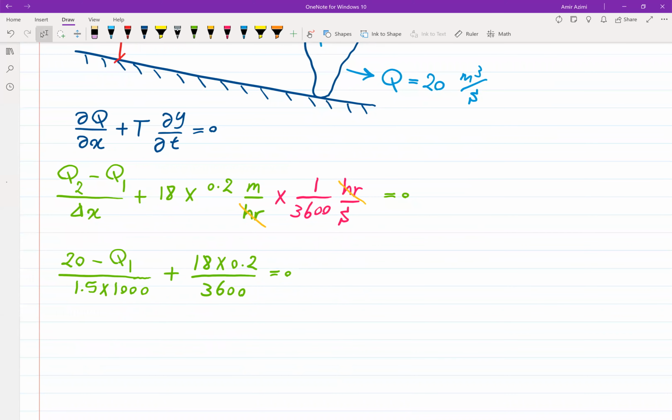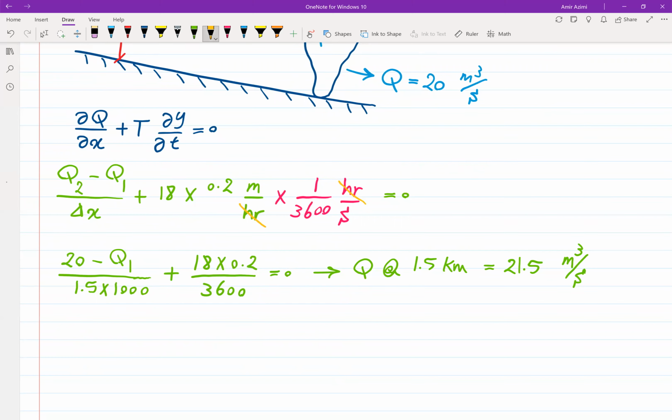Okay, so if you rearrange this, then you will get Q at 1.5 kilometer is equal to 21.5 cubic meter per second. So you need to keep in mind that all the units should be in meter and second.